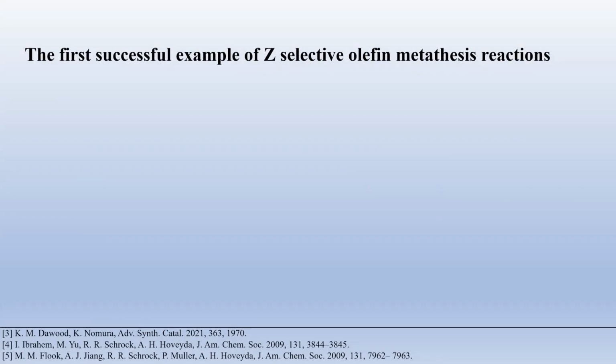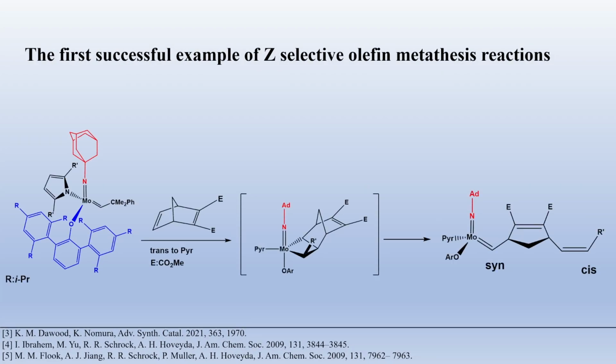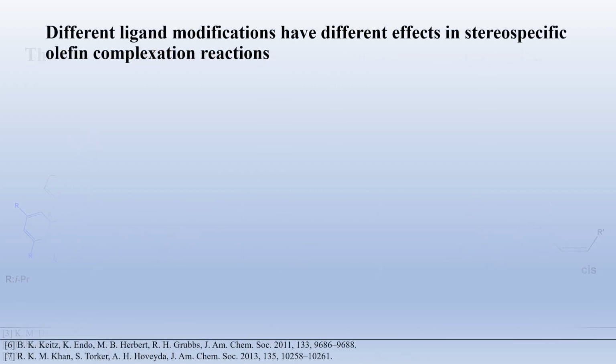The first successful example has been demonstrated by molybdenum-based monoaryloxide pyrrolide complexes. The researchers divided the ligands into two parts, large and small. They chose hexaisopropylterphenyl oxide as the large aryloxide to ensure this ligand is sufficiently large, and they used adamantyl as the small imido substituent, using the steric hindrance to achieve Z-selectivity.